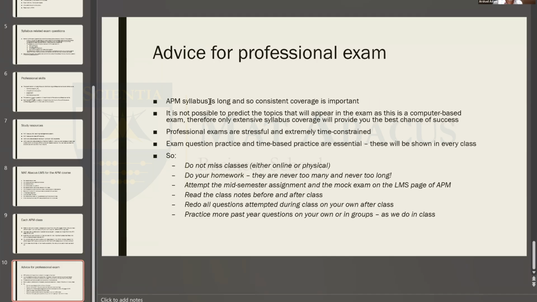Now remember that the exam syllabus is very long. Although around 70% you have seen before, you haven't seen it from the perspective maybe of strategic performance management. That's why we have to relook at many topics. So consistent coverage is important. That's where attendance is important, reading the notes is important. It is not possible to predict topics that will appear in the exam because the exam is computer-based. So only if you have a good coverage, you have practiced enough questions, you will be able to do it. This applies to every single exam.